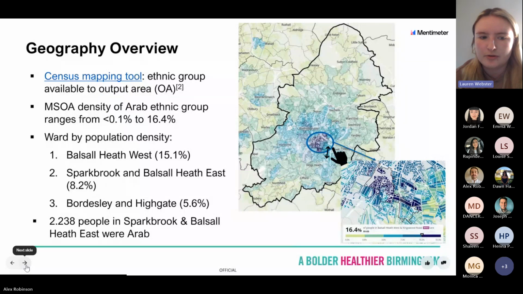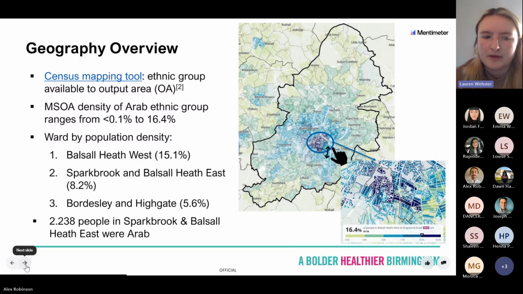So the overview of the geography of the Arab community in Birmingham. This information is really useful for us to know because place-based community events or health interventions can vary within the community. So we use the census mapping tool, which uses ethnic group data available to output area, the OA, and it uses MSOA. The MSOA density of Arab ethnic group ranges from 0.1% to 16.4% within Birmingham.